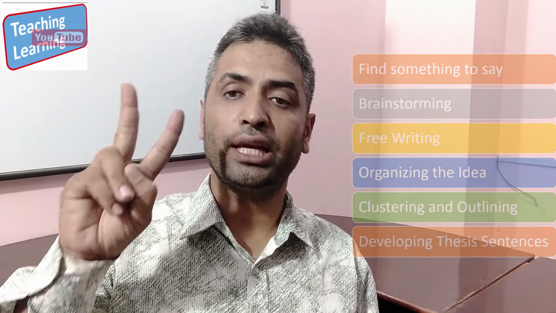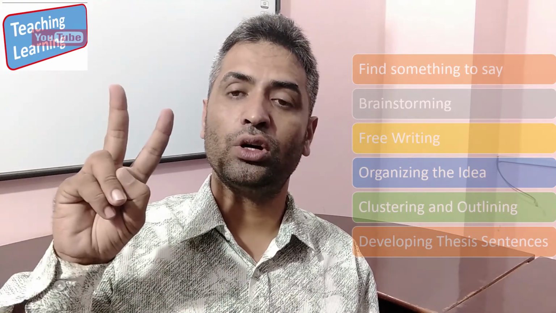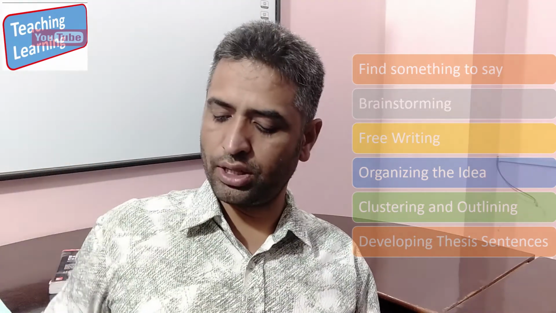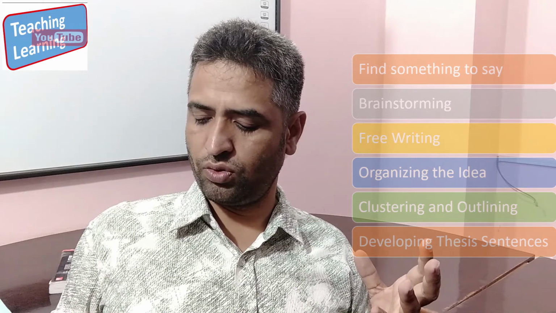So here, what we are doing is we are under invention. First thing is setting limits, second thing is moving from subject to particular questions, and third thing is finding something to say. So now you are going to find out something to write or to say. Once you have narrowed your subject to a workable topic, you need to find out something to say about it.